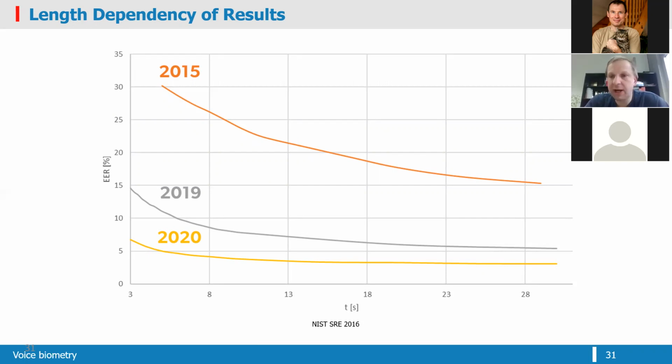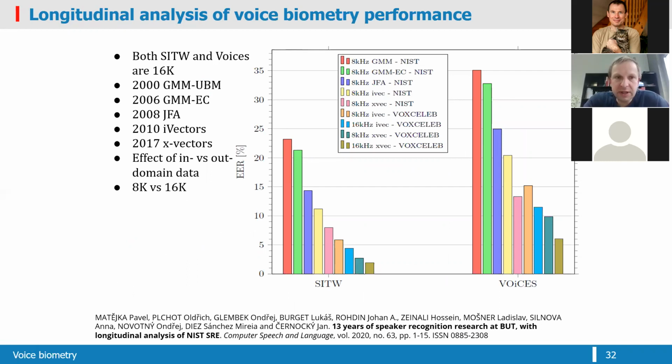What is important, people often ask what is the system error, but it's good to know that the error depends on the amount of speech, the amount of evidence that you provide to the system. So the longer recordings you have, the lower the error rate you will get. And the system error is decreasing year by year. Here we did a long-term evaluation of our systems.